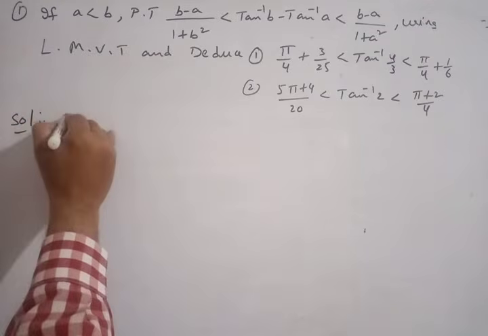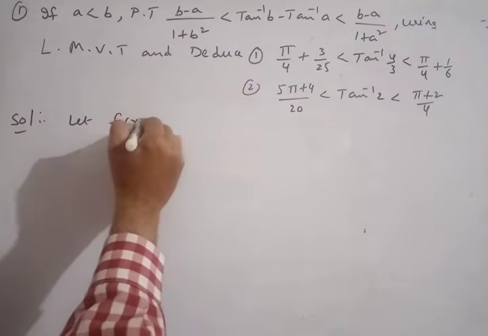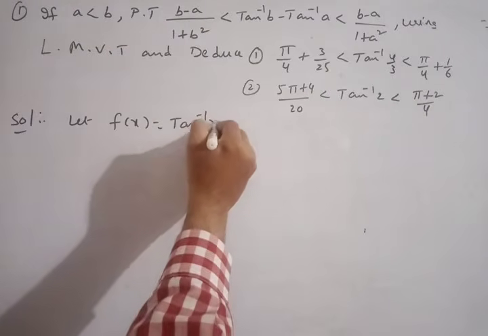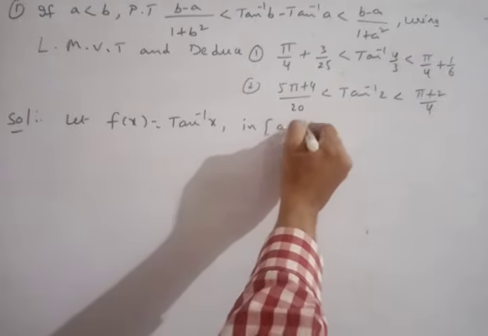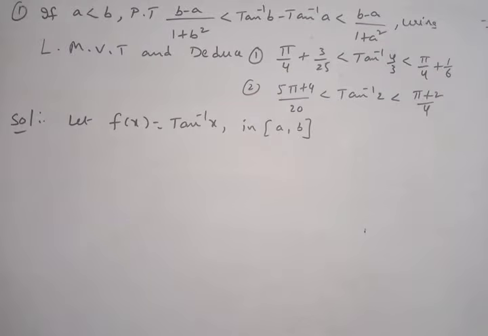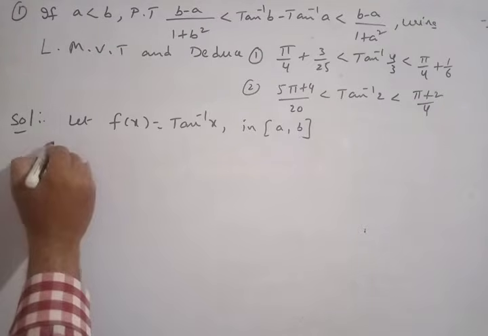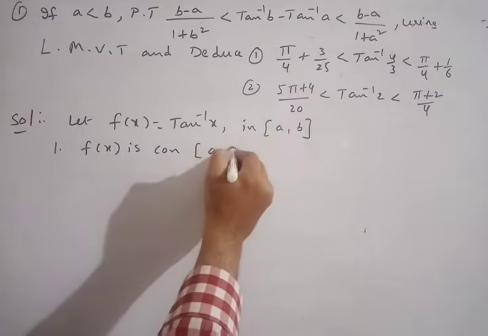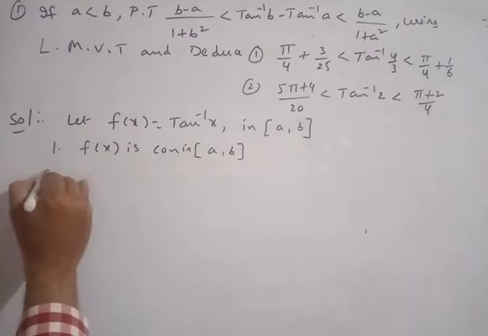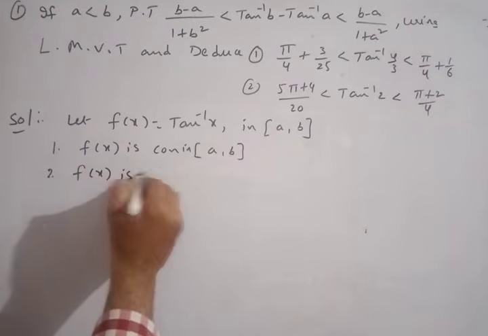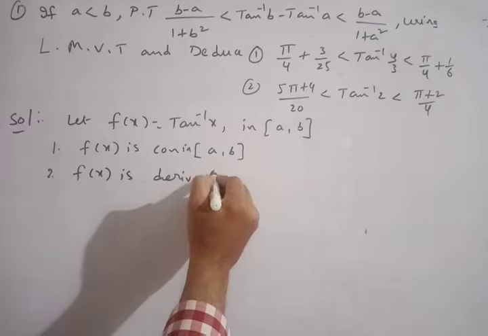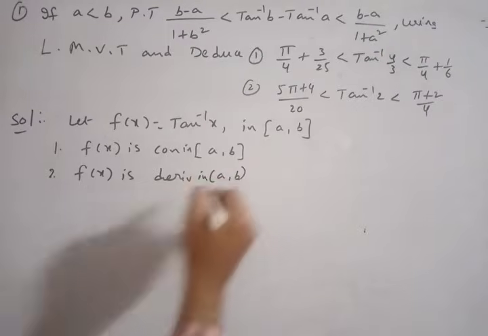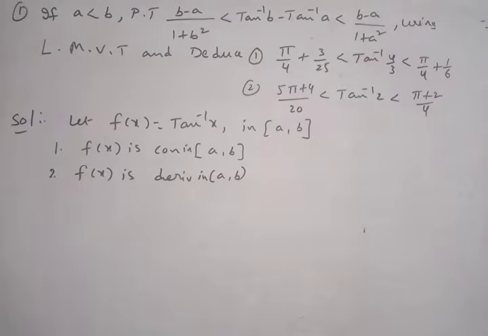Here he has not given the function, right? So what we have to do? Let f of x is equal to tan inverse x. What is the interval here? Closed interval a comma b, since a is less than b. Now the first point: f of x is continuous in the closed interval a comma b. The second point: f of x is derivable in the open interval a comma b.